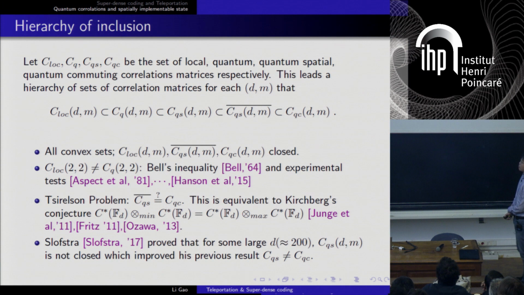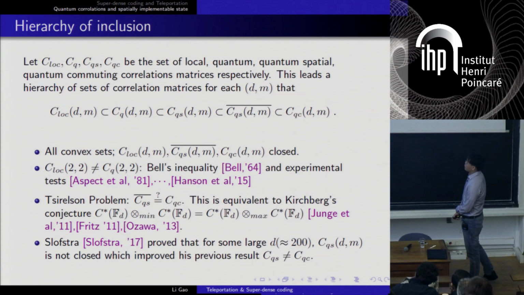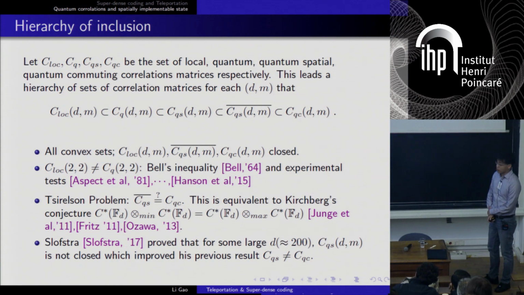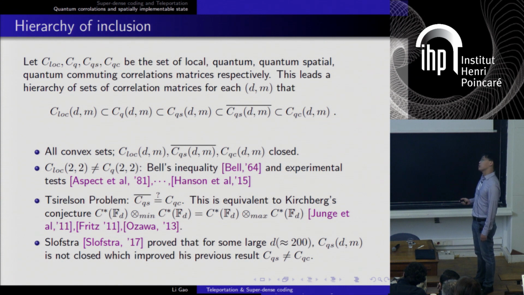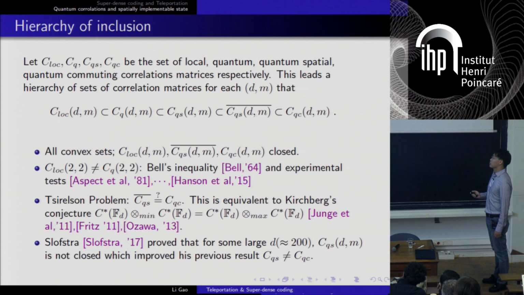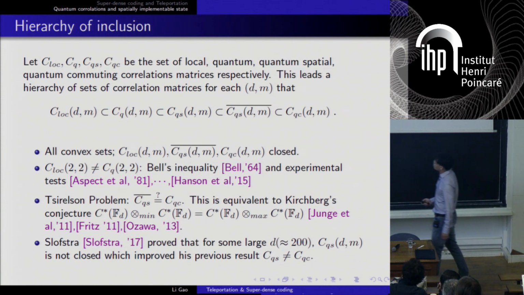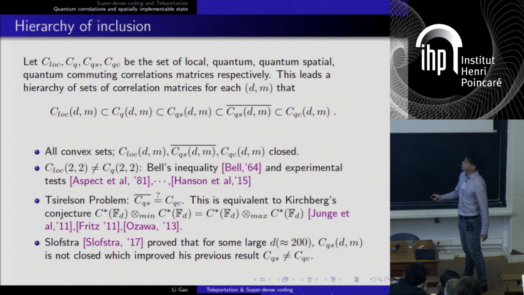More recently, Slofstra proved that for some large d, about 200, the quantum spatial set, the correlations arising from the tensor product setting, is not closed. This improved his previous result that the quantum spatial correlation set is not equal to quantum commuting. So this is the one I want to explore more, the last one.